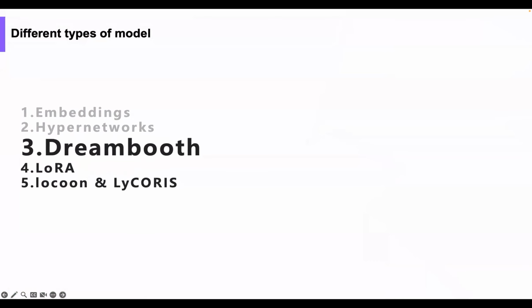First of all, I will introduce five different types of models used in the Web UI, or used in the diffusion model: embeddings, hypernetworks, Dreambooth, LoRA, and LoCon. But the first two models are too old, and now there is little information about them. So we just start from Dreambooth.